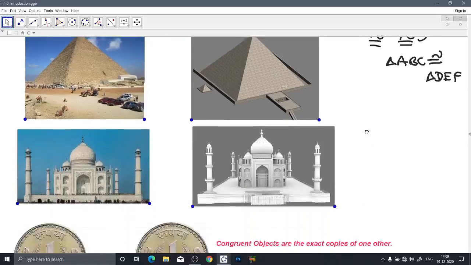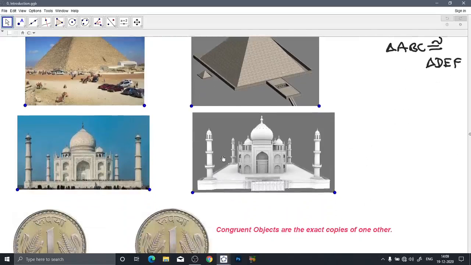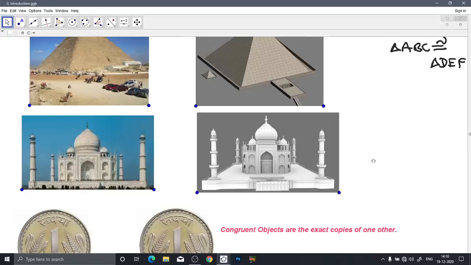Like that, if you observe the Taj Mahal, this is the model of the Taj Mahal and this is the actual one. They look the same. Even though they look the same and the shape is the same, the size is different. That's why these two are only similar to each other, not congruent.